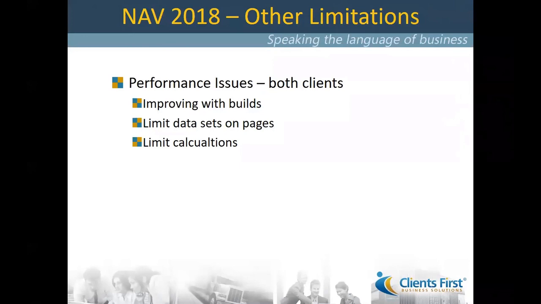We have seen that where you could click on the list and it could take a few minutes to respond. For many projects, we've made new versions of those pages and removed those fields, and then the system performs very well. But Microsoft has recognized that these are issues, and they have been improving with builds. As new builds come out, they re-architect the way data is queried or stored, and we have seen significant improvements. Limiting the calculations on the pages can definitely improve performance.